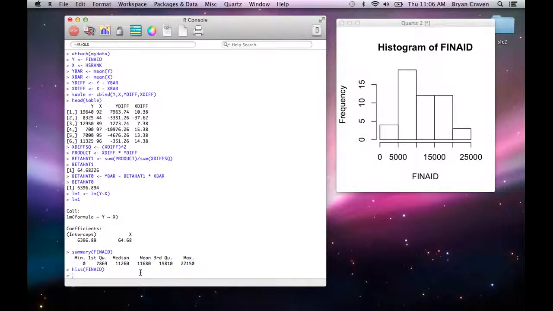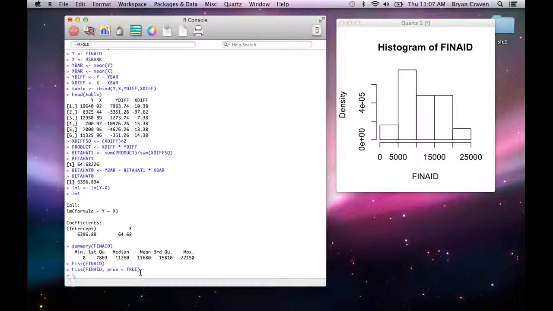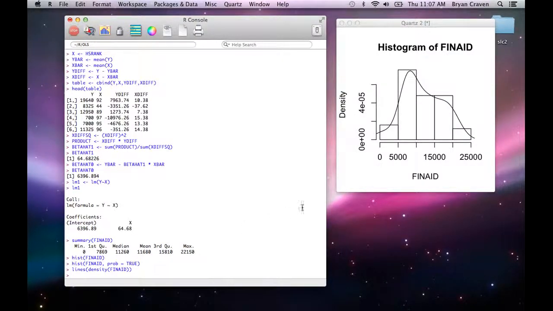And next we can refine the histogram by adding a smooth curve called a kernel density curve. This is going to add some information to our exploration. You can think of this as an approximation to the actual probability density function. So to do this, you're going to want to write hist FinAid prob equal to true, and you're going to want to write lines density of FinAid. And we can see over here we've got that kernel density function.